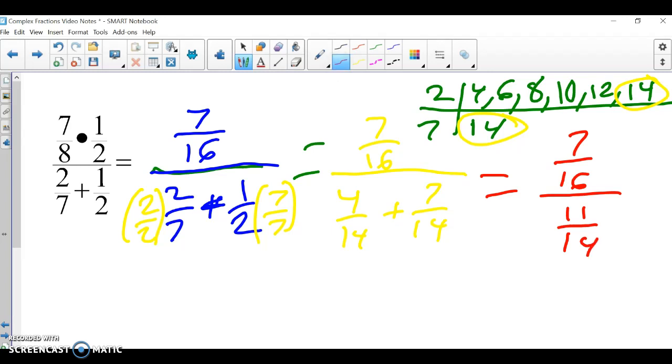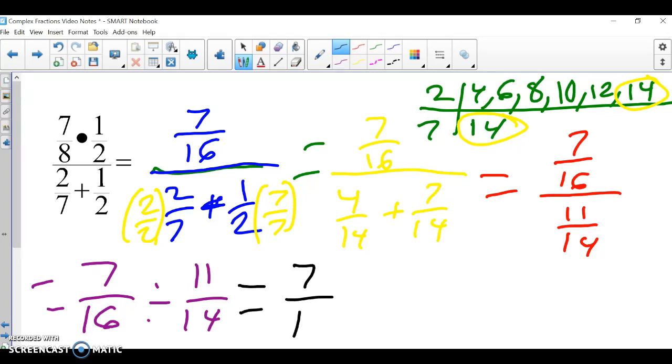So now we're going to write it in an easier form. So 7/16 with my division sign, 11/14. So now I want to keep, so let's keep the first, change the division to multiplication, and flip this upside down. You know what I see? I see that we can cross simplify. This and this are divisible by 2. So 14 divided by 2 is 7. 16 divided by 2 is 8.